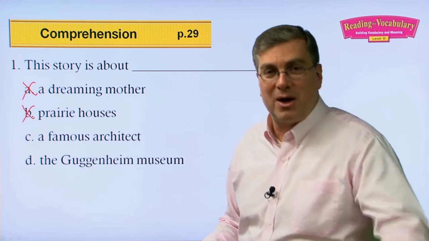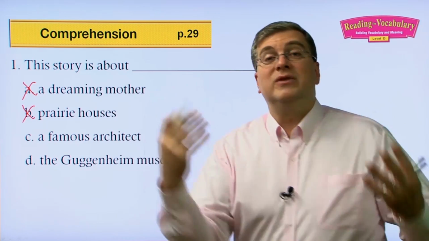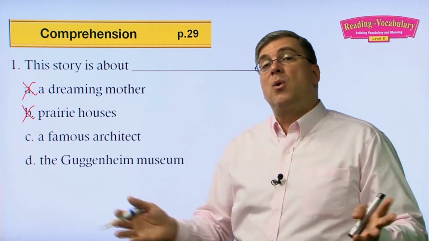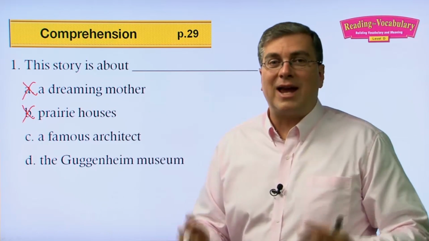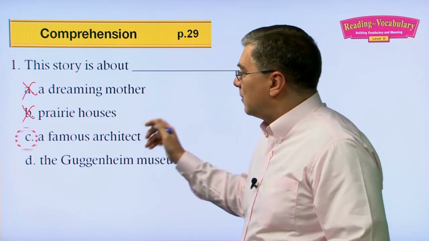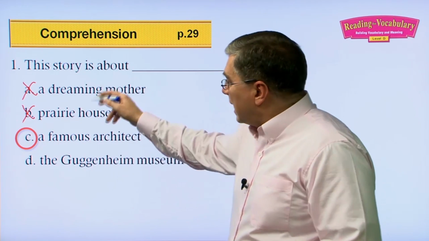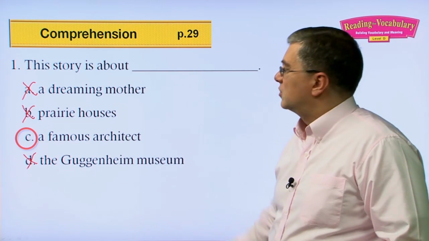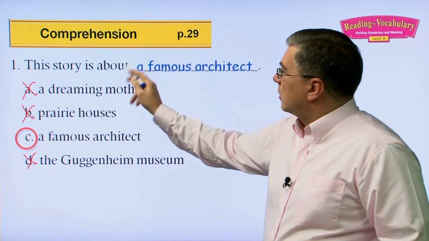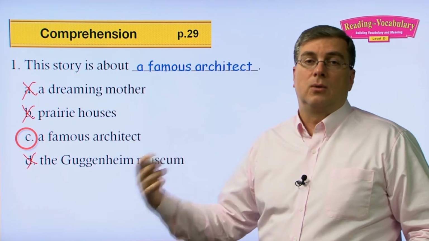We talked about his mother. We talked about the houses that he built. We talked about one of the museums that he built. We talked about the way that he changed architecture. In fact, the whole article was about a famous architect. That was the main subject. That is the answer. The Guggenheim Museum, again, like A and B, that was only a small part of the reading passage. So the correct answer is, this story is about a famous architect. Who was he? Frank Lloyd Wright.